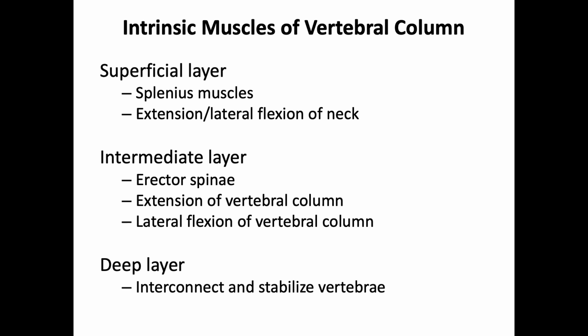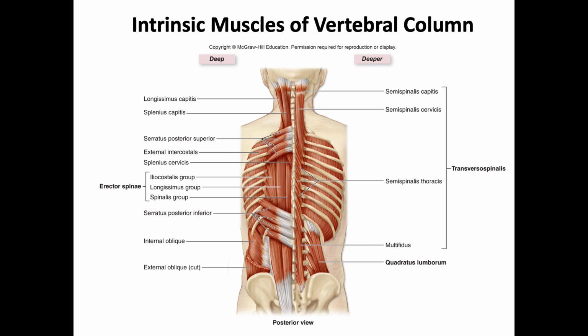So this is the intrinsic again. The superficial layer here is made up of the splenius. These move up or down the vertebral column. And then the intermediate layer is these erector spinae. So let's just take a look at these here. It's a little clearer when we have something to look at.